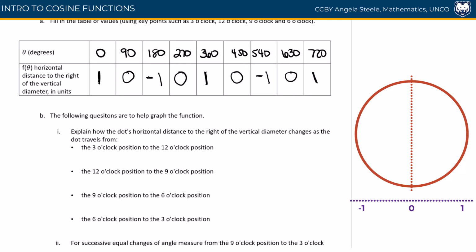Okay, so you can see here on the wheel, when we're at the 3 o'clock position and we're going to the 12 o'clock position, we went from 1 to 0. So that means that our distance is decreasing. Okay, so again, we went from 1 to 0, so we're decreasing. Okay, and then from the 12 o'clock to the 9 o'clock position, we are still decreasing. So notice on our table, we went from 0 to -1.